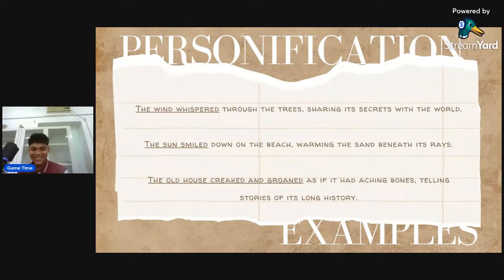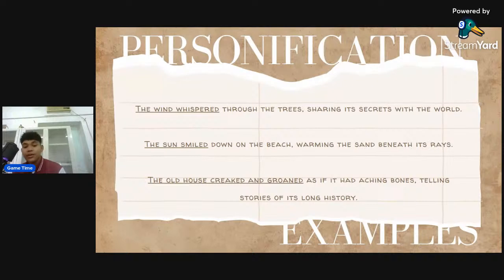The next one. The sun smiled down on the beach, warming the sand beneath its rays. So the sun rays go down, and you know how the sand takes heat from the sun, right? So it's warming the sand because the sun is hot. Anything can take heat from the sun, but the sand more so. The sun smiled down on the beach, warming the sand beneath its rays. It doesn't literally smile. It's not literal. Okay, next one and final one.